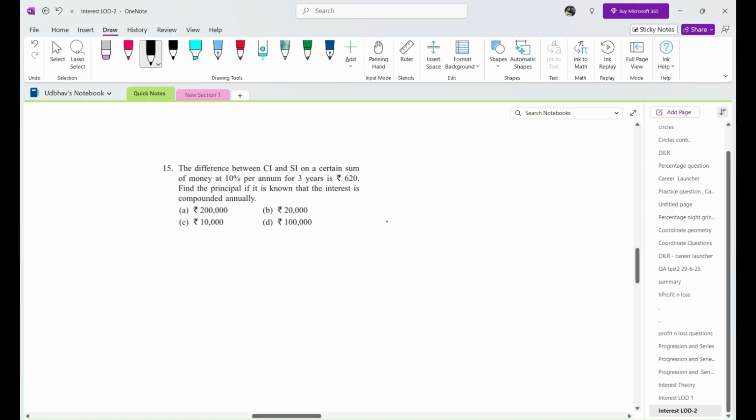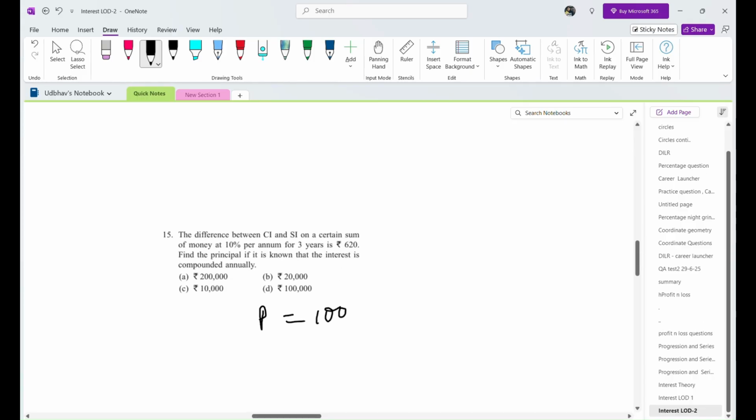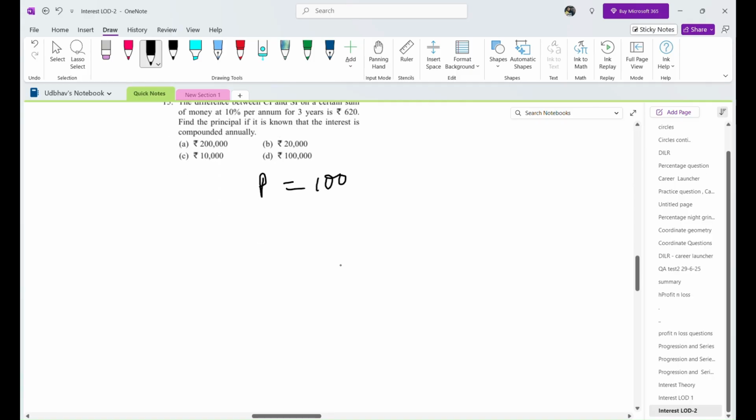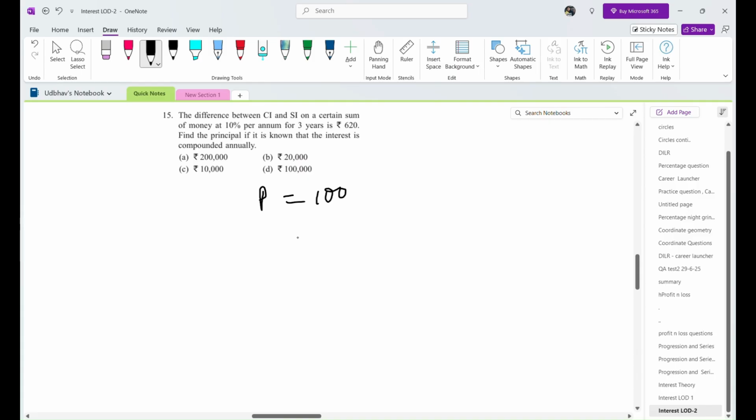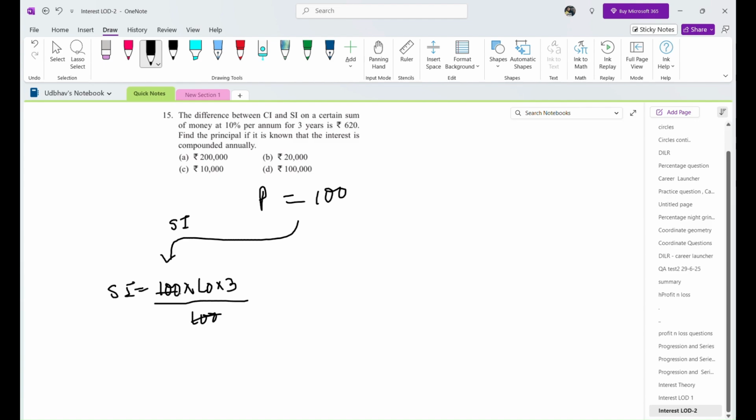The difference between compound interest and simple interest on a certain sum of money at 10% per annum for 3 years is 620. Find the principal if it is known that the interest is compounded annually. Let us assume the principal to be 100. We have done many questions like this type, but yeah, it's pretty easy. First we can find simple interest because it is simple. Simple interest equals principal into rate into time, 100 into 10 into 3 upon 100, 30 rupees.